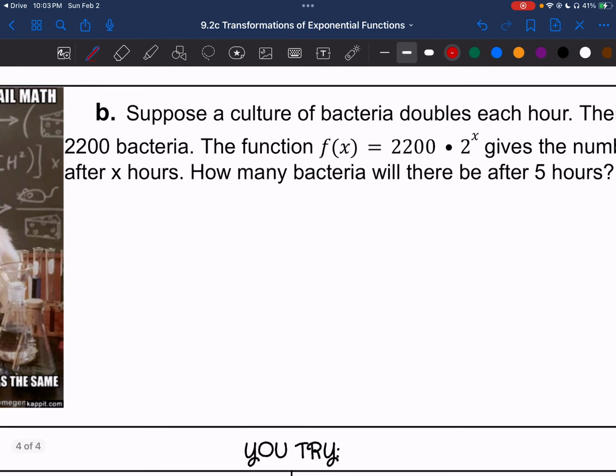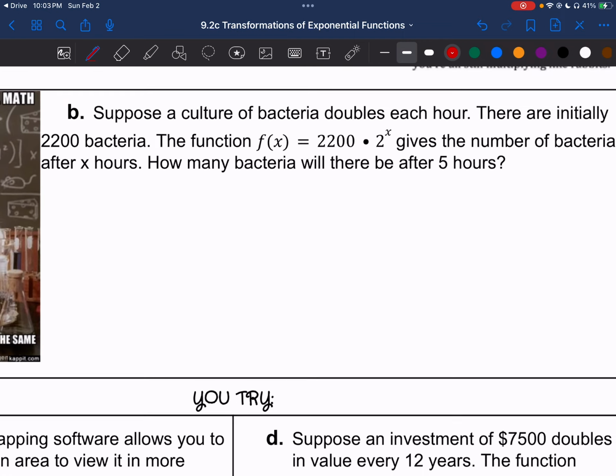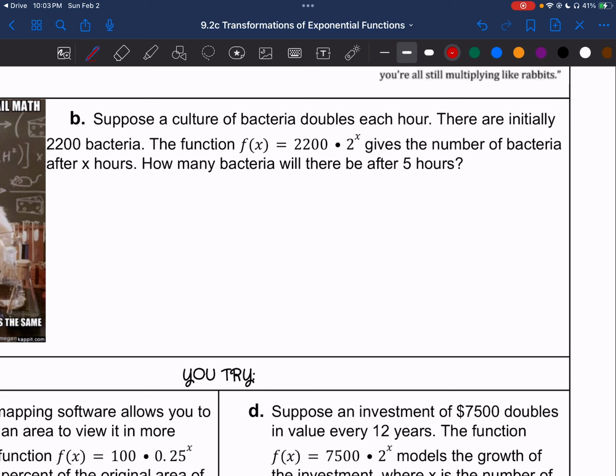So, letter B. Suppose a culture of bacteria doubles each hour. There are initially 2,200 bacteria. The function f of x equals 2,200 times 2 to the x gives us the number of bacteria after x hours. And we want to know after 5 hours, how many bacteria will we have?